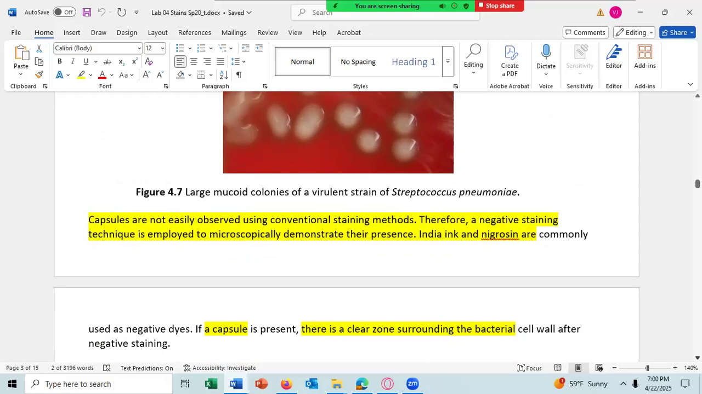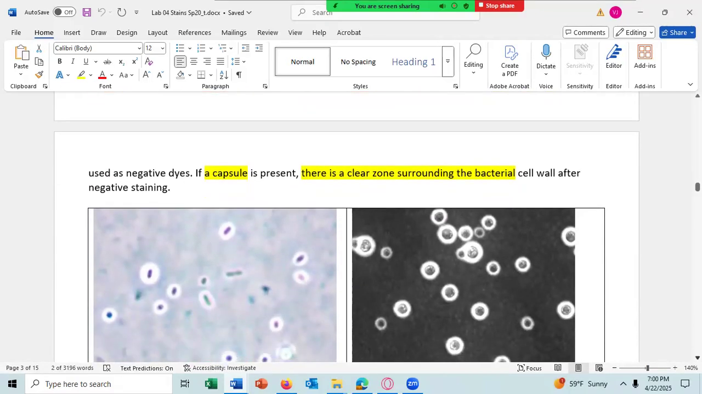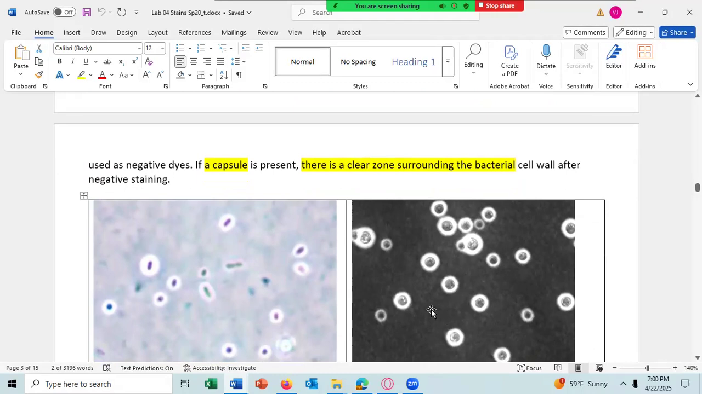A negative stain technique is used to show the capsule under the light microscope because it's a gentle procedure using India ink or nigrosin, and you just put the cells in it, and there is no washing. With the India ink, it stains the background very dark. It stains the cell a very light color, and then the capsule is unstained.